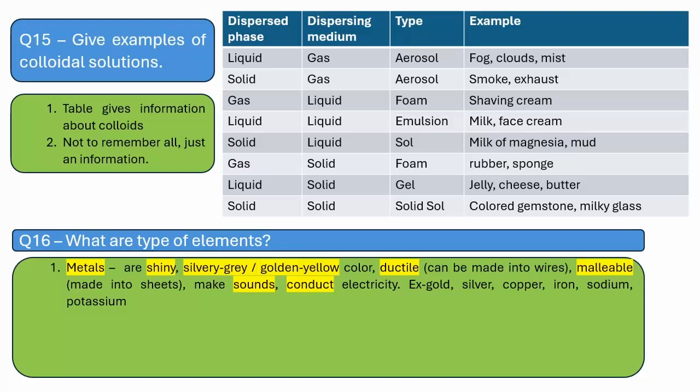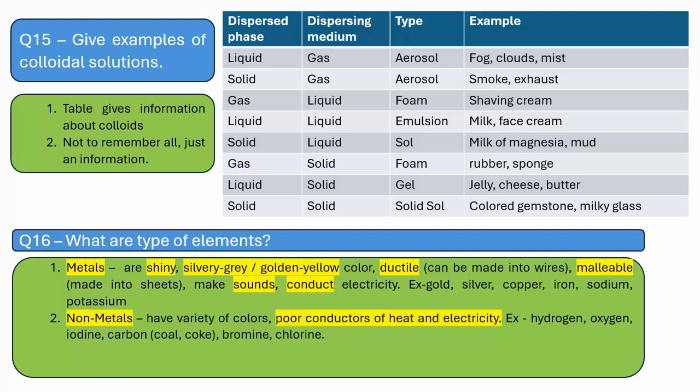They are good conductors of heat and electricity. Okay, these are all the properties of metals. Examples of metals are gold, silver, copper, iron, sodium, potassium. All these are metals. Okay, there are some elements.